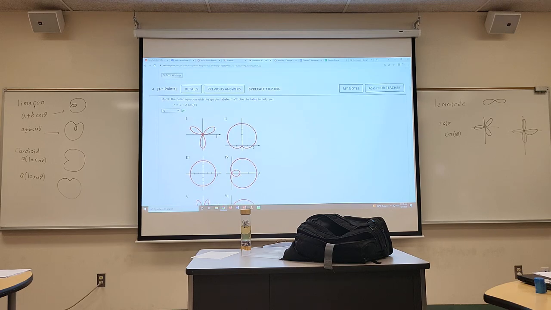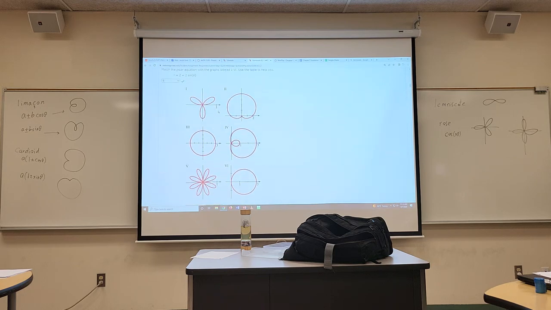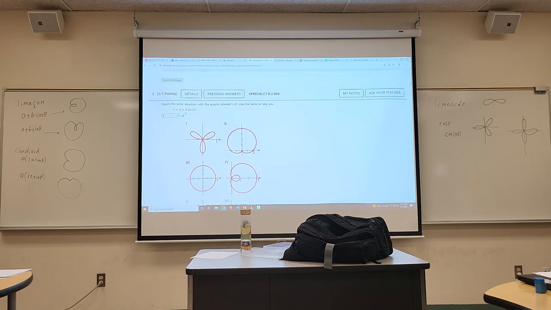If I were to ask you to graph this curve, for example, knowing that it's a cardioid, and knowing that it's oriented vertically because it's a sine-based cardioid, there are really only a couple of things it can look like. The little notch in the cardioid is always going to hit the pole. So it's just a matter of whether you're sweeping upward or sweeping downward. Plotting a couple of points will help you with that.